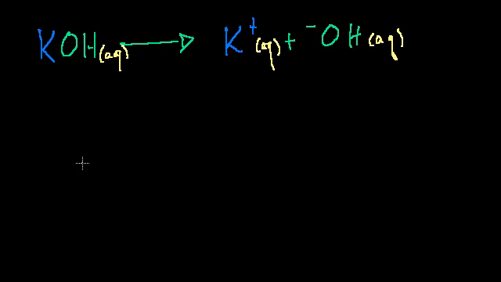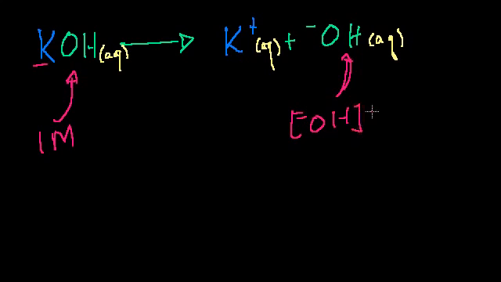But if we have 1 molar of potassium hydroxide, we have 1 molar of this. And it completely dissociates when it's in water, so you have none of this left over. Then what's your concentration of OH? Well, your OH concentration is going to be 1 molar. Right? If you had 1 mole per liter of this, you're going to have 1 mole per liter of this, because all of this just disappears in the water.